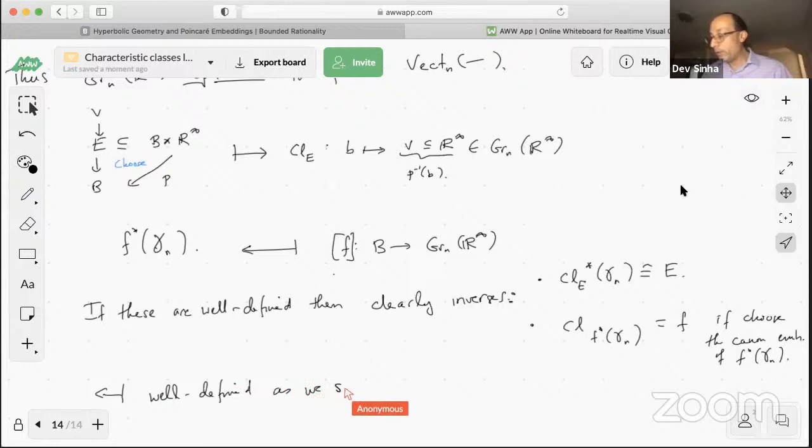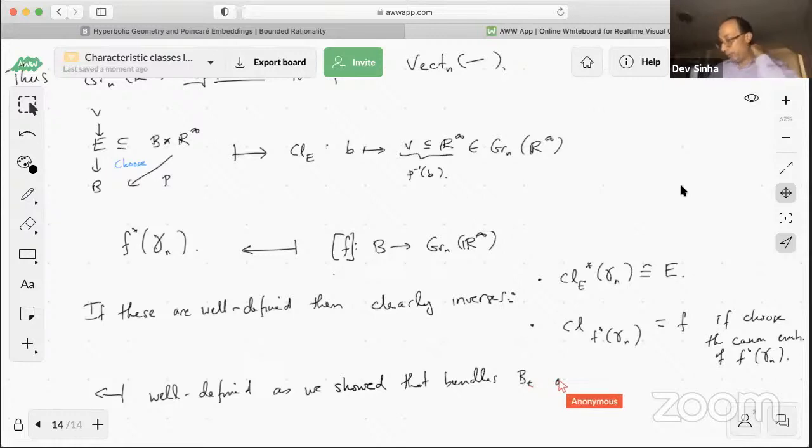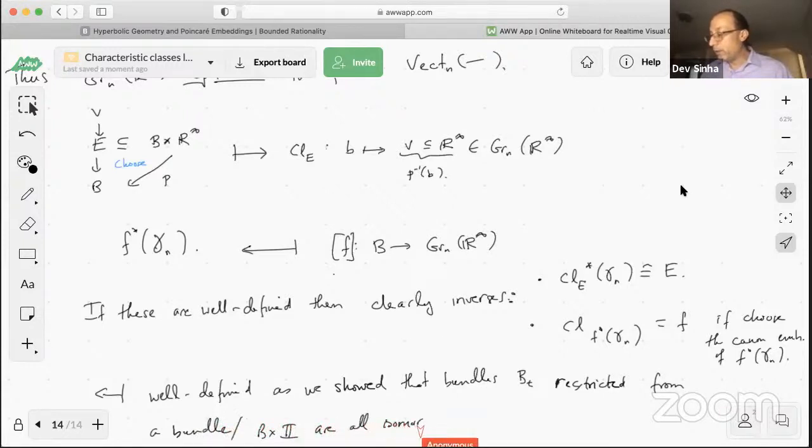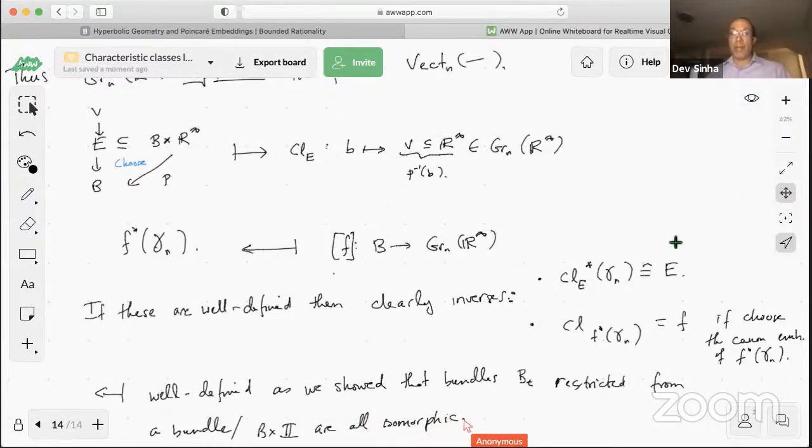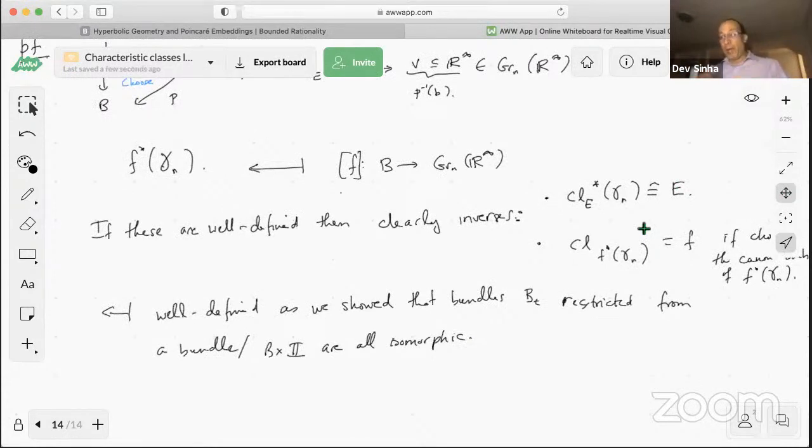As we showed, bundles B sub t, which are restricted from a bundle over B cross I, are all isomorphic. So if I choose a different representative for the homotopy class, of course I have a homotopy between them, I may assume, between F and G. I pull back through the homotopy and then I restrict to both ends, and we show that those are the same. So it's really then showing the first map is well defined, and that just means that I have this choice of embedding.